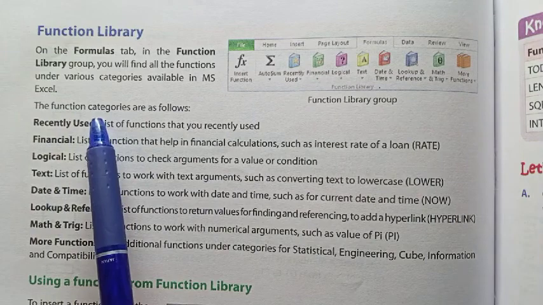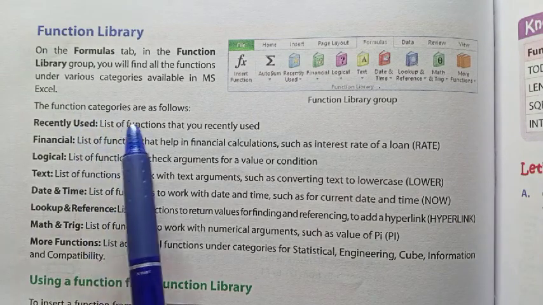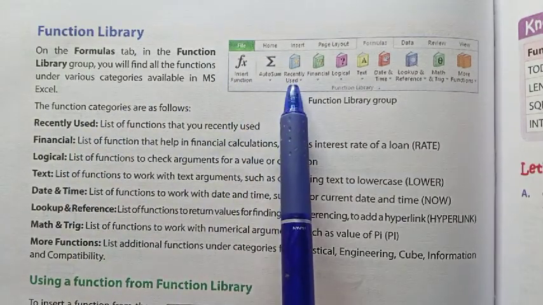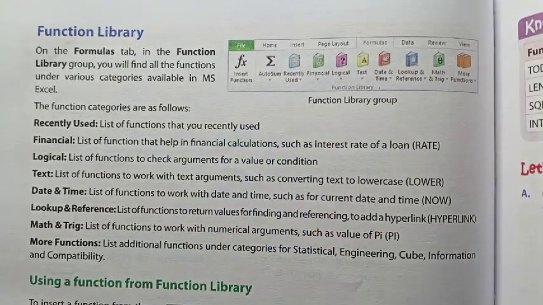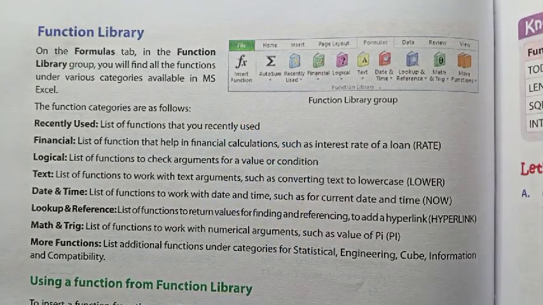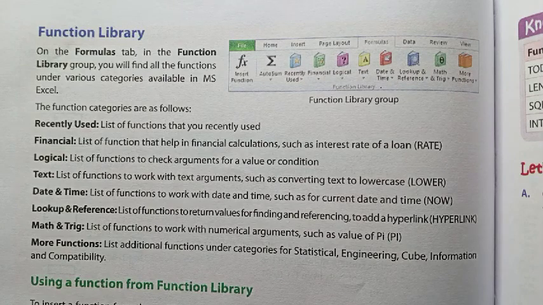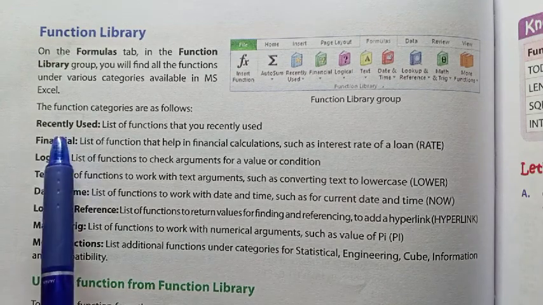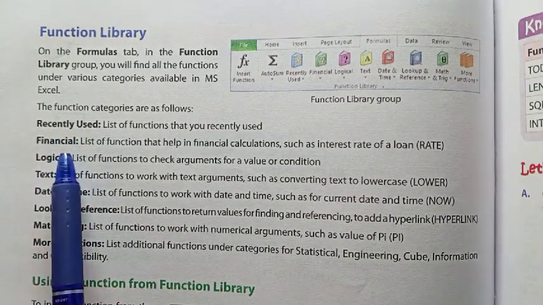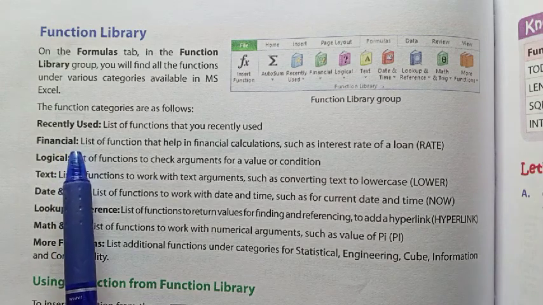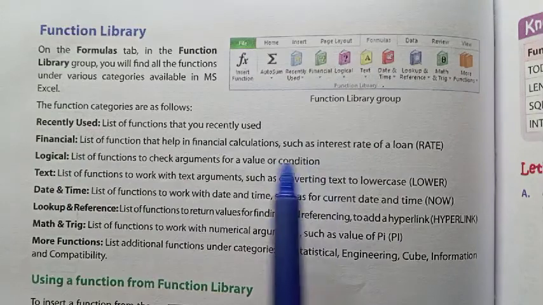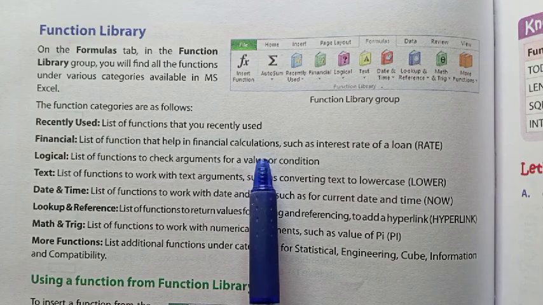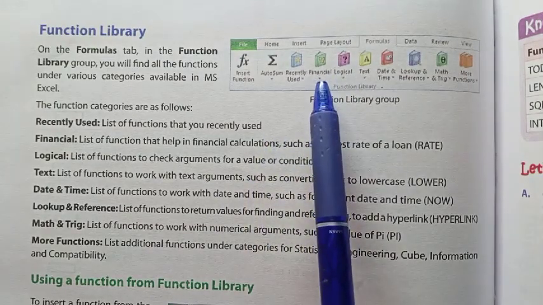Now the function library is categorized as follows: recently used. This one is the icon for the recently used. Recently used will show you all the functions that you have used recently, that is, used most frequently. Then we have the financial category. This will show all the functions that help with financial calculations, such as the loan rate and all, that is found in the financial category.